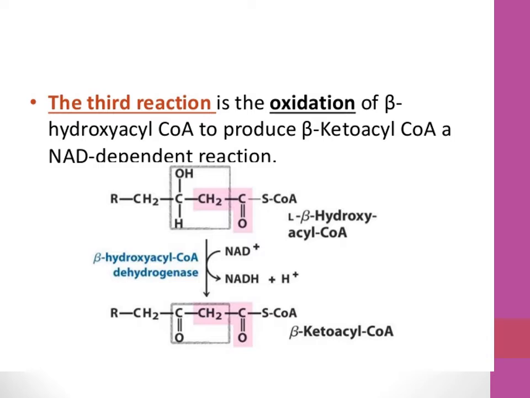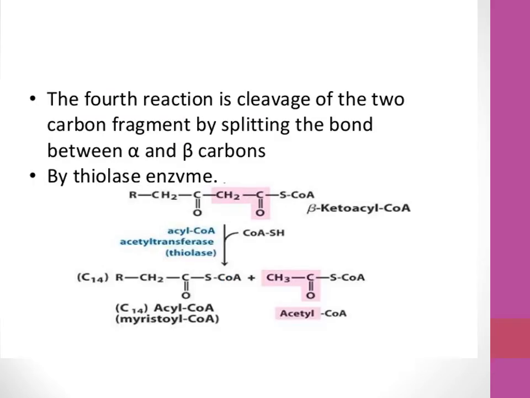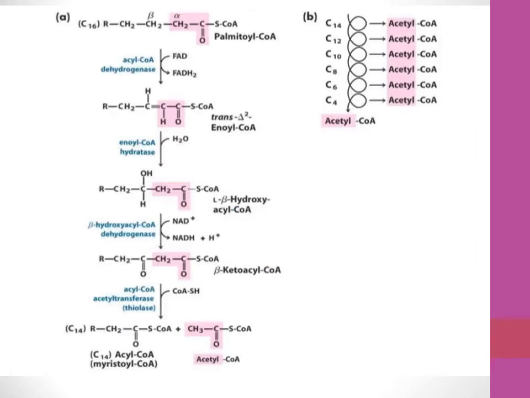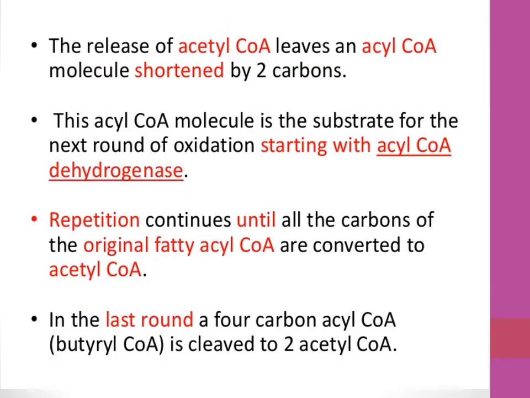acyl CoA to produce the beta keto acyl CoA, an NAD dependent reaction. Fourth reaction is the breakdown of the 2 carbon fragment by splitting the bond between the alpha and beta carbon in the presence of the thiolase enzyme. This is the whole steps of the beta oxidation process of palmitoyl CoA.